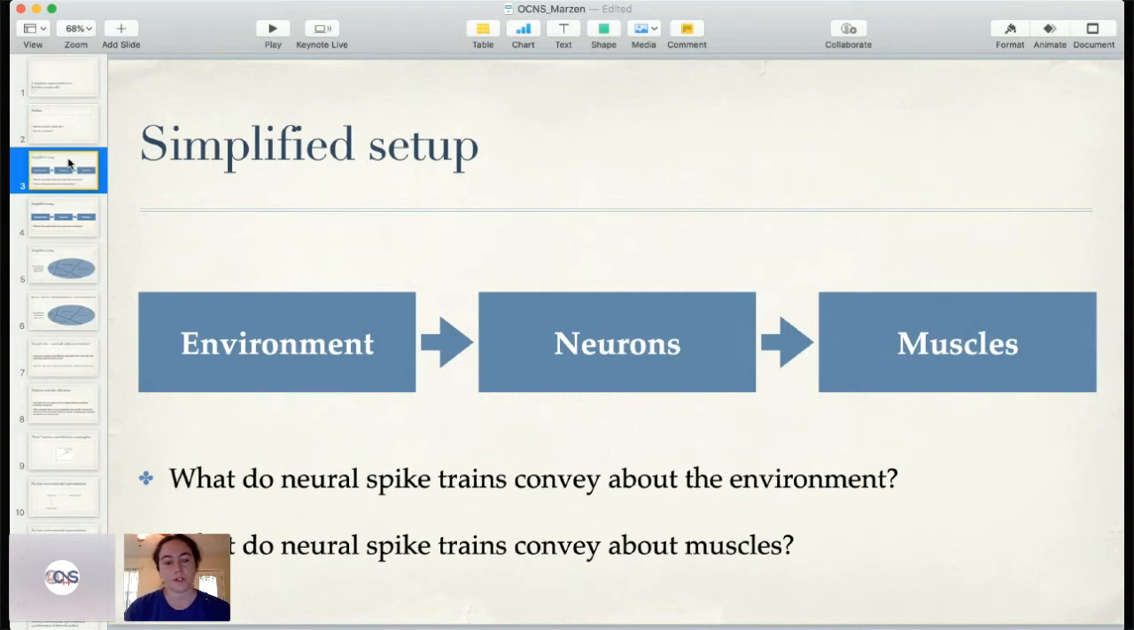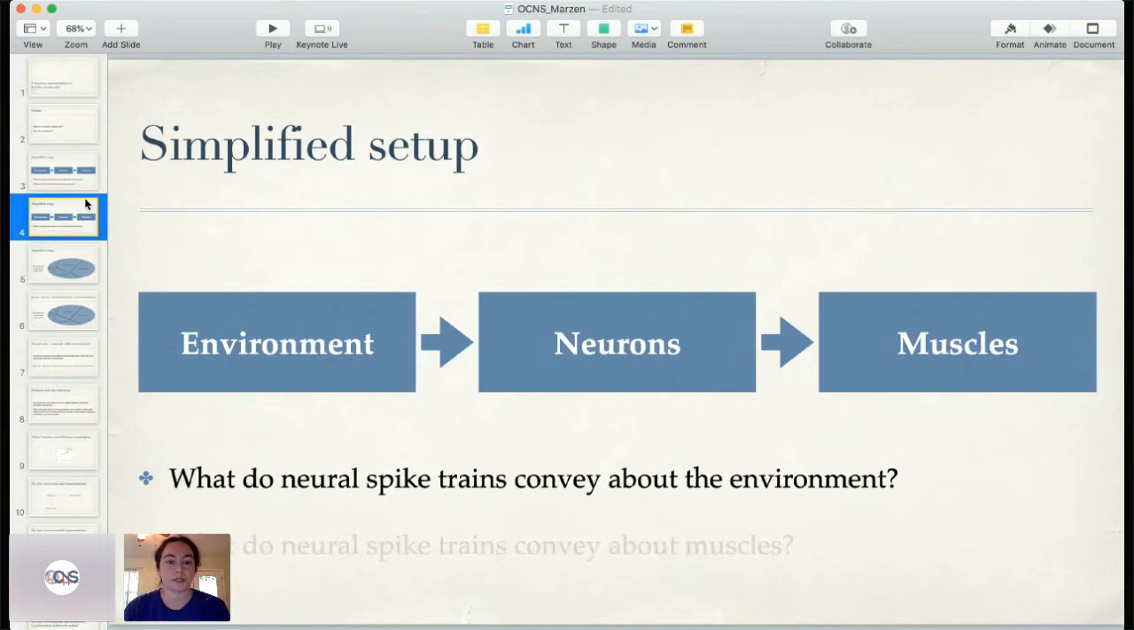So the first question is, what do neural spike trains convey about the environment? So this is basically saying that there are certain things in the environment that cause neurons to fire. And if these neurons fire, what do you know about the environment? The second question is, what do neural spike trains convey about muscles? So you can sort of ask the other question, which is, clearly there are some neural spike trains that say muscles fire, and what are those?